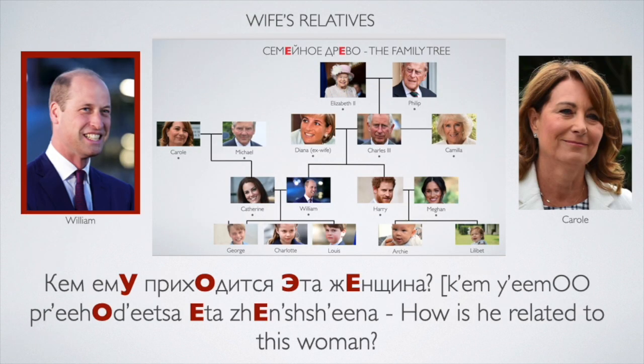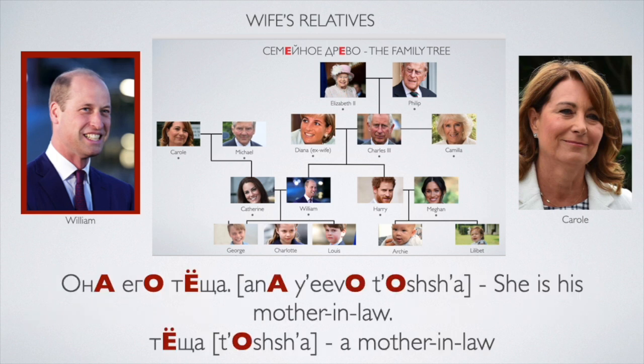Now let's see how William might refer to his wife's relatives in Russian. Кем ему приходится эта женщина? How is he related to this woman? Она его теща. She's his mother-in-law. Теща. Your wife's mother is теща for you.